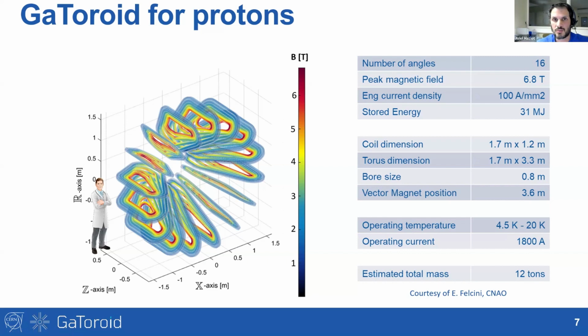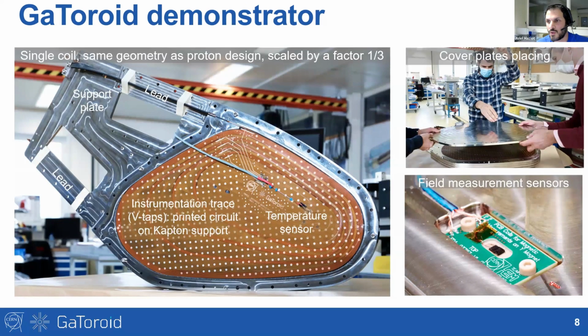And that was one technological development that needed to be tested. So that's why we built a demonstrator of one of these magnets. The demonstrator is scaled down by a factor 3, but all the shape of the winding is exactly the same as in the design. You can see here the demonstrator magnet, and on the side, the fixing of the cover plate that holds magnetic sensors that will measure the field and validate the simulation.